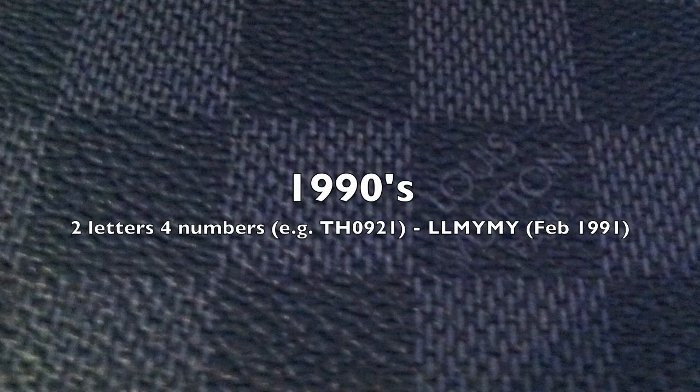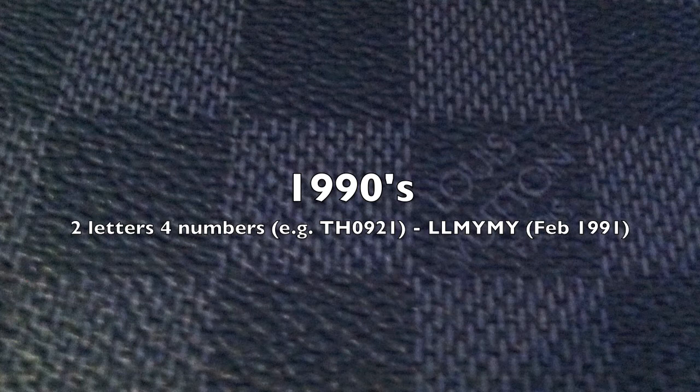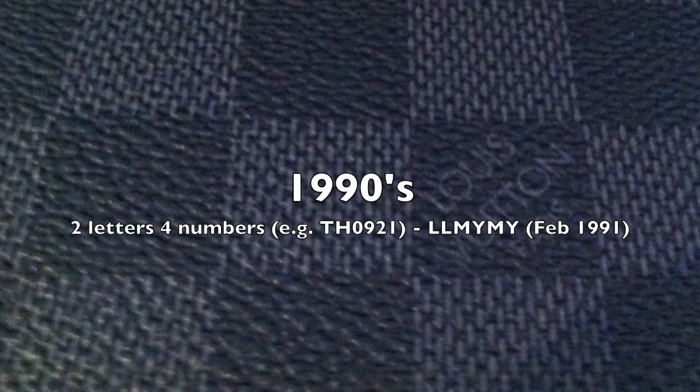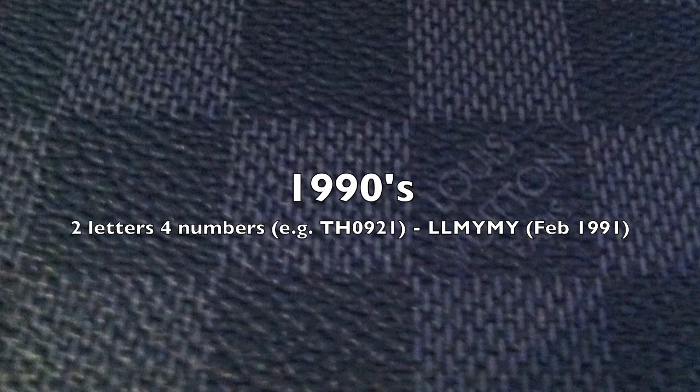So in the 1990s, the format was slightly different. It was still 2 letters and 4 numbers, and the first 2 letters in the date code still correspond to the location, but the first and third digits now correspond to the month of production instead of the week of production. So for example, TH0921 would be made in France in the second month of 1991.